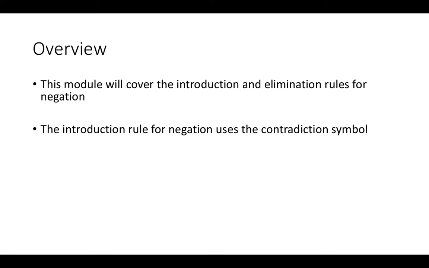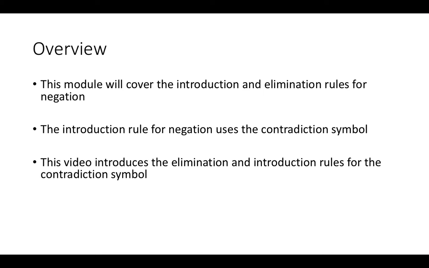But there is a twist to the introduction rule for negation. In order to state it, we need to use a symbol that we have not yet encountered. This is the contradiction symbol. In this video, I'm going to focus just on the contradiction symbol, so that we have everything we need in place before getting started on negation in the next video. As with every other symbol in our logical system, the contradiction symbol has an introduction rule and an elimination rule. So I will explain both of those, and then in the next video we'll go on to look at the introduction and elimination rules for negation.